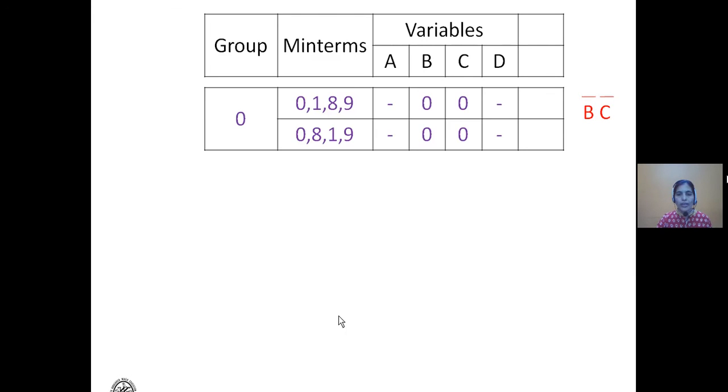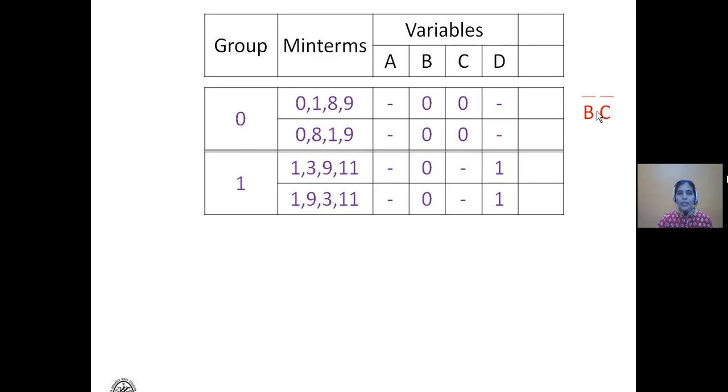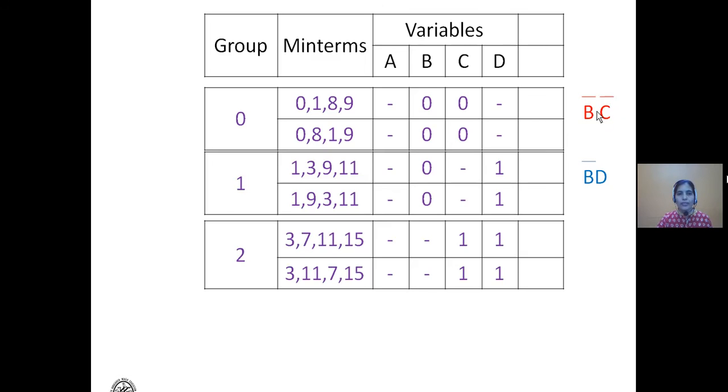Now, let us understand whether these groups are essential in terms of getting the product terms. The first group, which is 0, 1, 8, 9, is represented by B bar C bar. The reason is B is 0 and C is 0, so the product term is B bar C bar. The second group, that is 1, 3, 9, 11, where B is 0 and D is 1, is represented by B bar D. And the last group, which is 3, 7, 11, 15, is represented by CD.